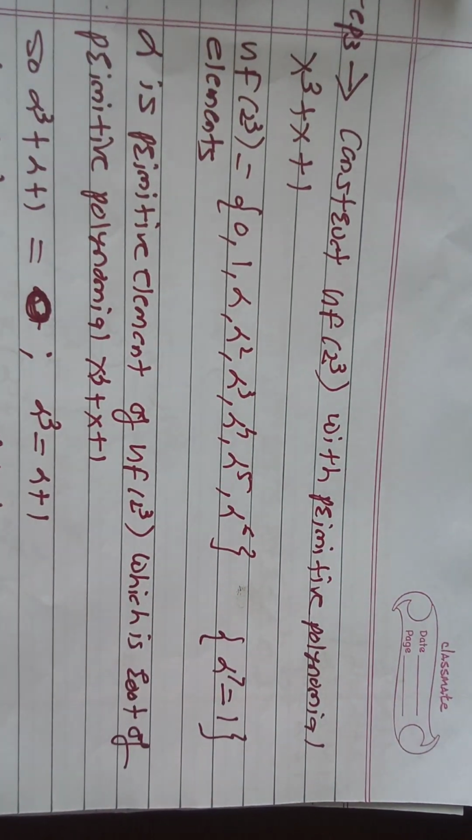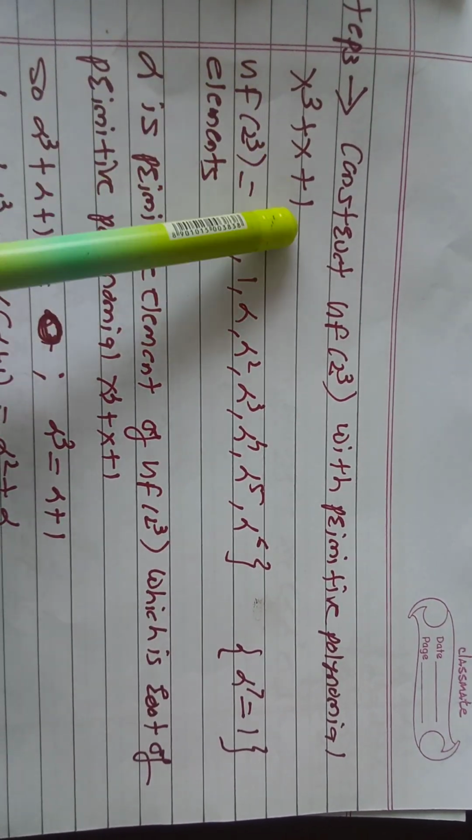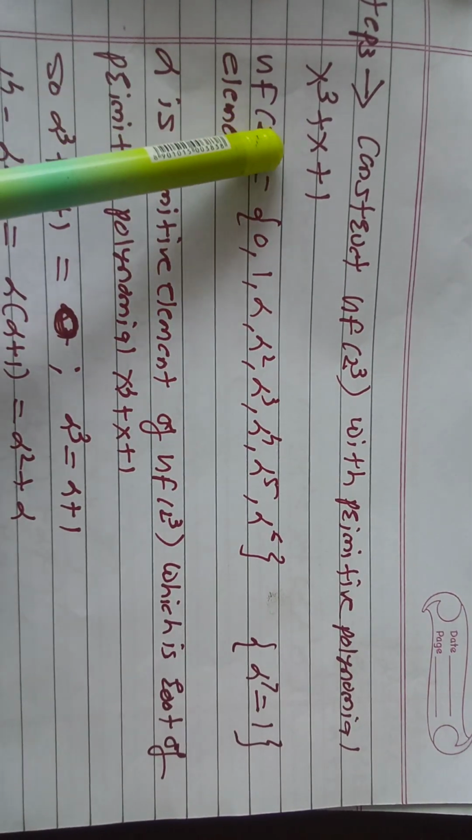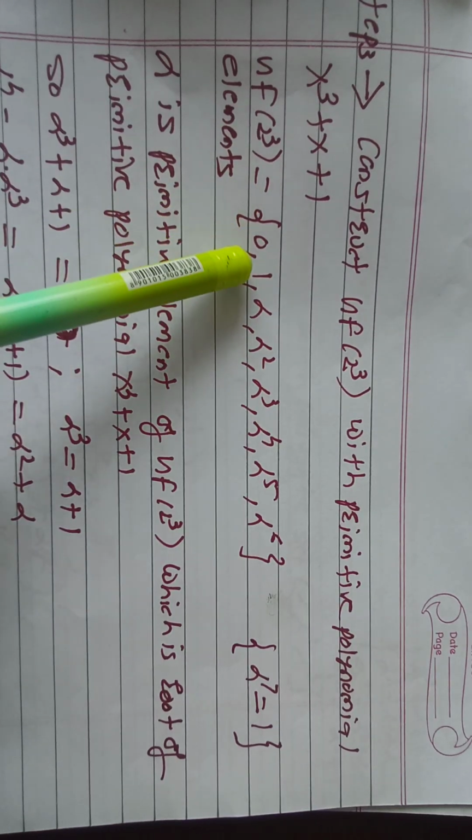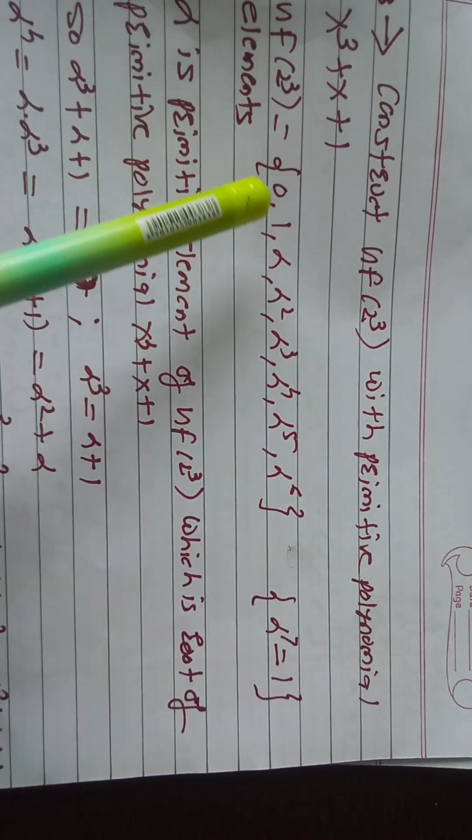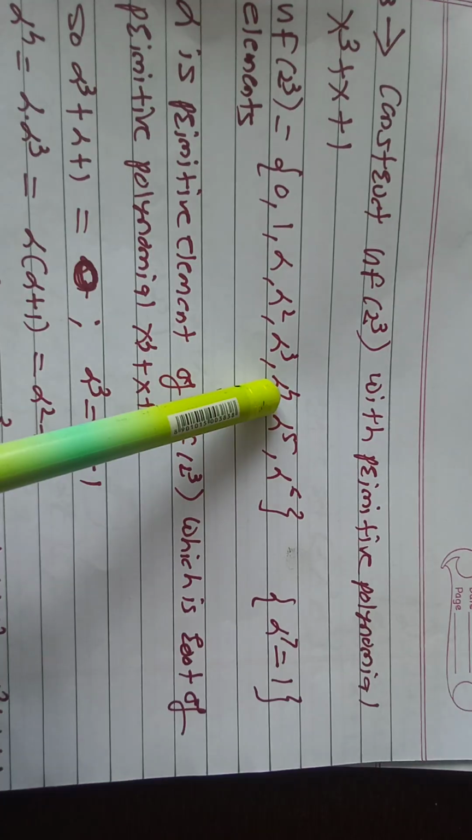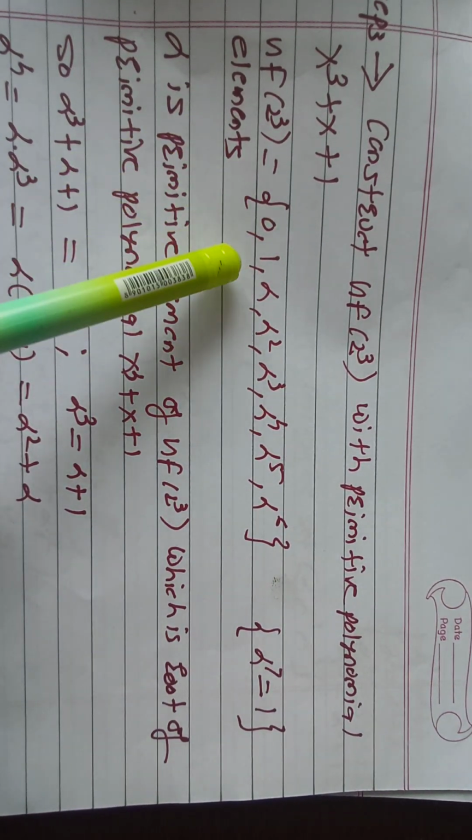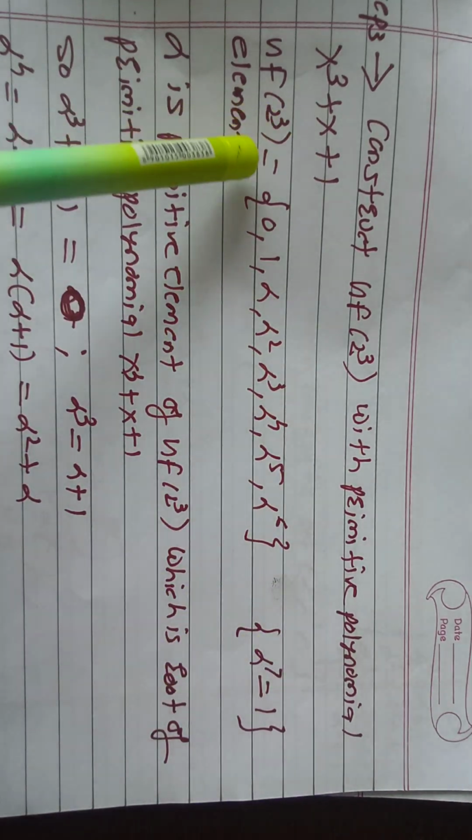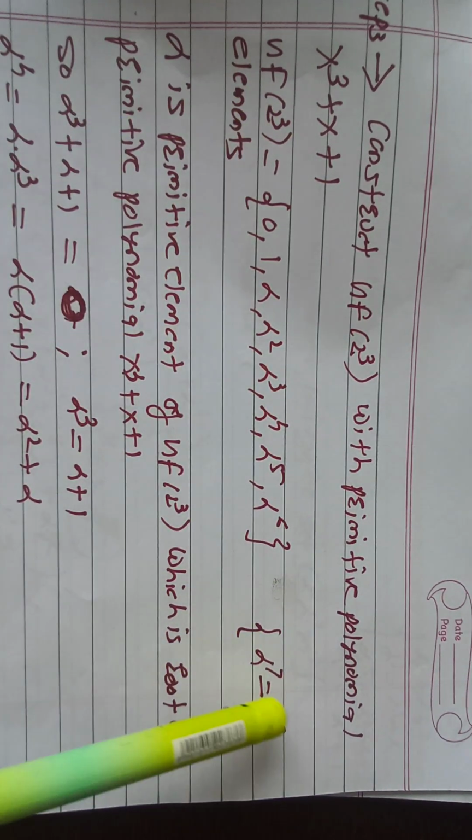So we are constructing Galois field 2 raised to 3 with primitive polynomial x cube plus x plus 1. So Galois field 2 raised to 3 means 8 elements. The extension field elements can be expressed as powers of alpha. So 0, 1, alpha, alpha square, alpha cube, alpha 4, alpha 5, alpha 6 are the elements of Galois field 2 raised to 3. Alpha is the primitive element. So here you have to remember that alpha raised to 7 is equal to 1.